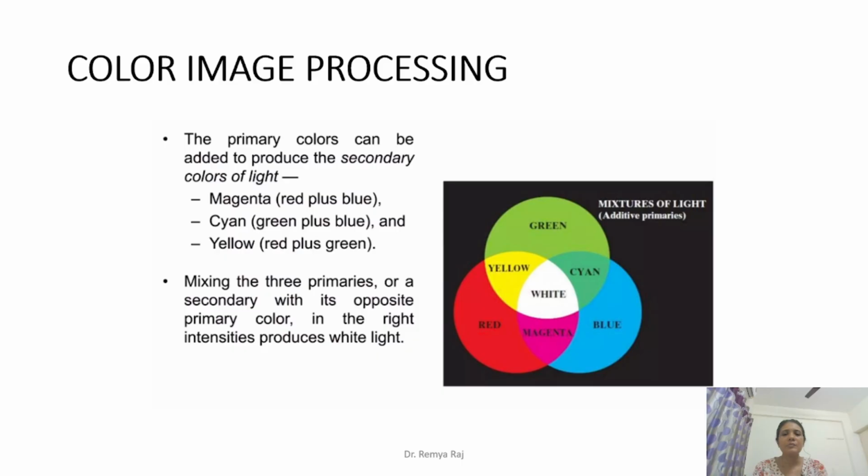Color image processing basically deals with the primary and the secondary colors. We know that the primary colors are RGB, that is red, green, and blue. By mixing these, we get the secondary colors, magenta, cyan, and yellow, or CMY.